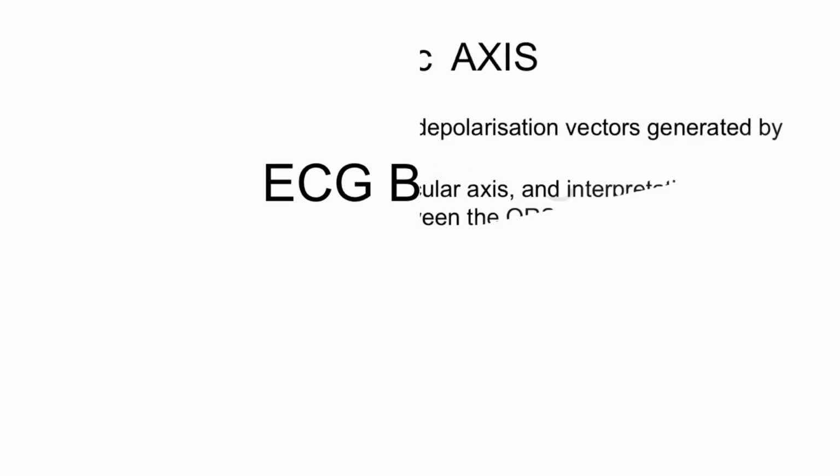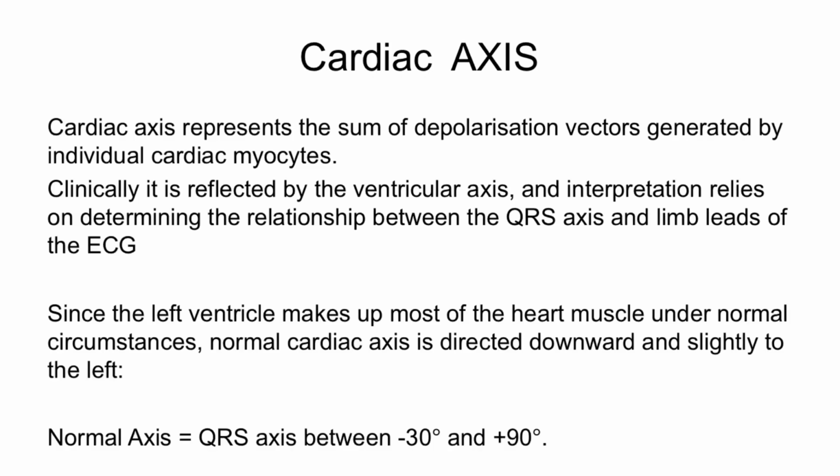Today we will discuss the cardiac axis. Cardiac axis is basically the net current direction of the cardiac activity, that is the sum of both positive and negative deflection, and it represents the sum of depolarization vectors generated by the individual cardiac myocytes. Clinically, it is reflected by the ventricular axis, and interpretation relies on determining the relationship between the QRS axis and the limb leads of the ECG.